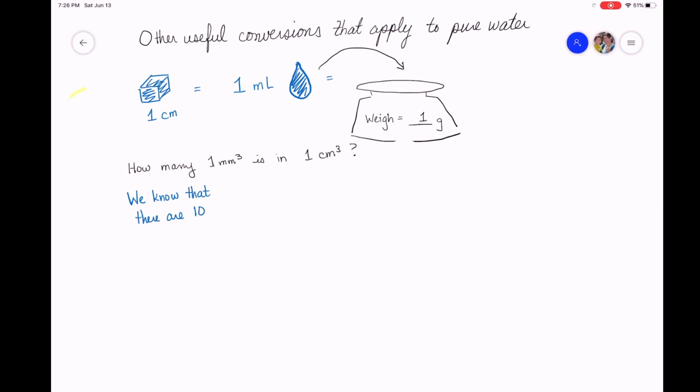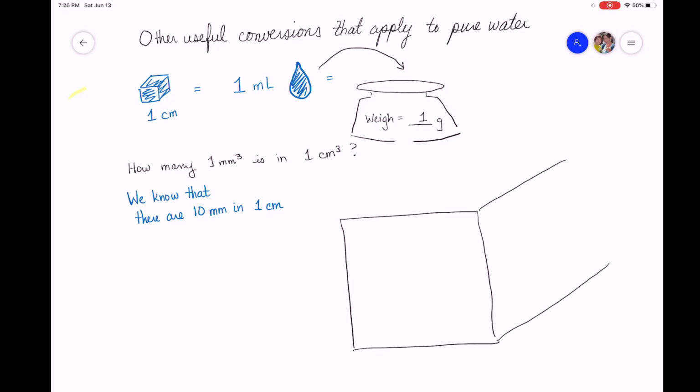So we know that there are 10 millimeters in 1 centimeter, and you can look at a ruler and figure that out. So if I were to draw a giant cube that measures 1 centimeter on every side, obviously this is not drawn to scale, this would represent 1 centimeter cubed. So the question is, how many 1 millimeter cubes can you fit in there?